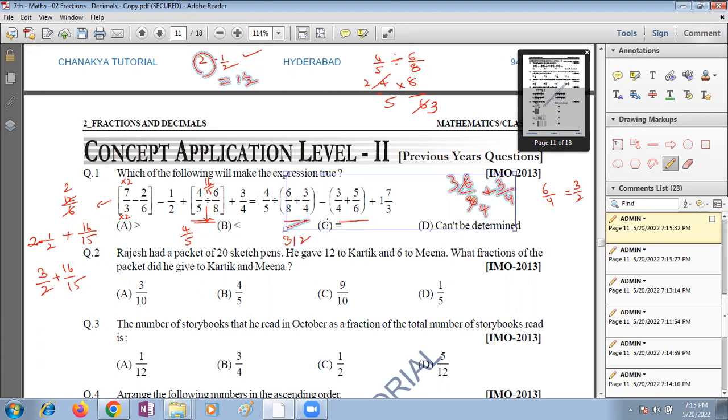Same way, go with the other bracket, children. 3 by 4 plus 5 by 6. Both are unlike fractions. Find the LCM. Come on, children, please hurry up. Find the LCM.